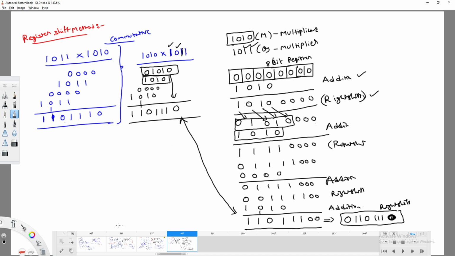See what I did now. Let me take one more number for your understanding. I'm trying to multiply 0 1 0 1 with 0 1 1 0 0 1 1 0, right? Now what you can do is simply create one register.